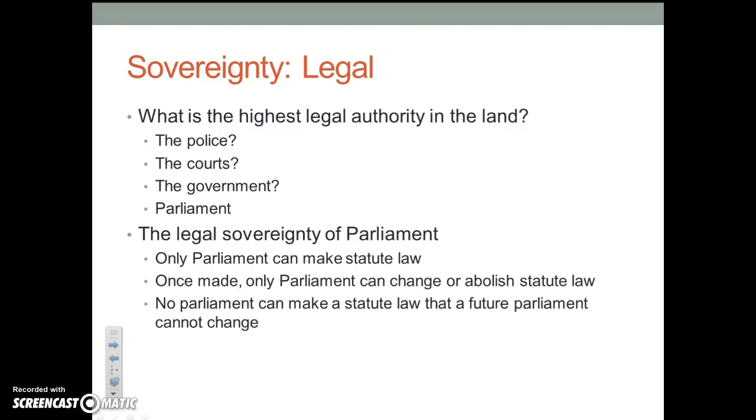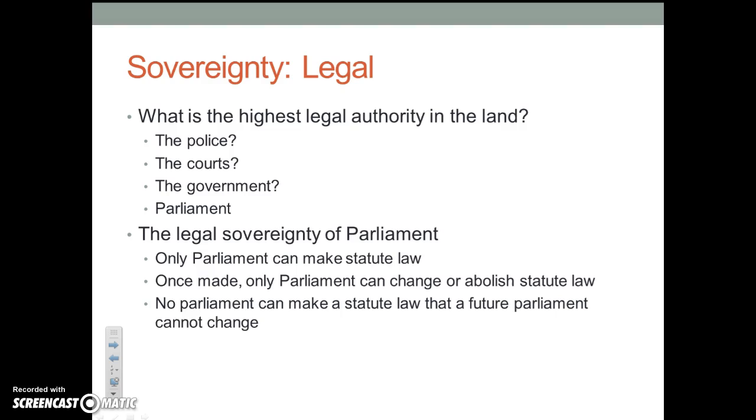Finally, no Parliament can make a statute law that a future Parliament cannot change. We describe that as saying no Parliament can bind a future Parliament. You can't pass a law and say, oh, and this can only be reversed on a Tuesday, or this can only be reversed on a two-thirds majority, or this can only be reversed if there's an R in the month and it's particularly nice weather. Or even worse yet, no Parliament can amend this law. You can't do that. Anything that Parliament giveth, Parliament can taketh away. Parliament cannot bind a future Parliament.